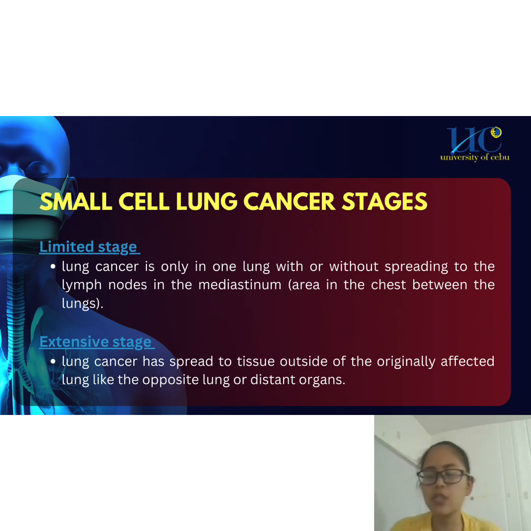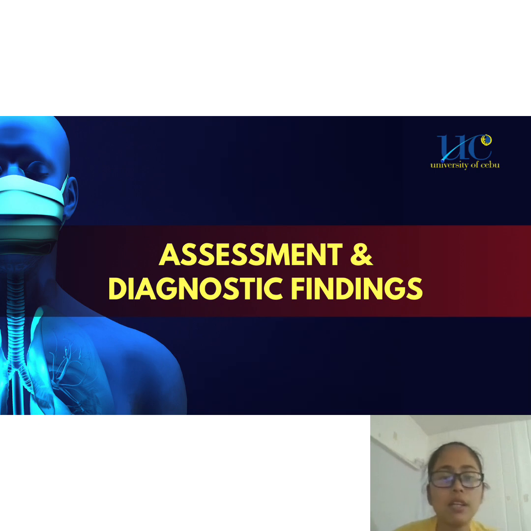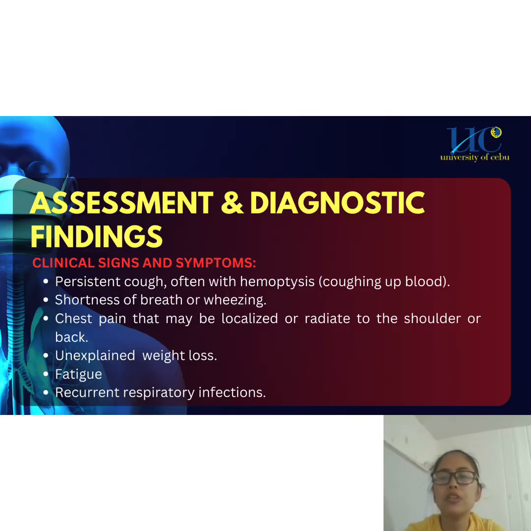So the cancer has crossed over to the other lung, indicating advanced local spread. Also, it has metastasized to distant organs like the brain, bones, liver, or other sites beyond the chest. That signifies the most aggressive form of lung cancer. So let's move on to the assessment and diagnostic findings.